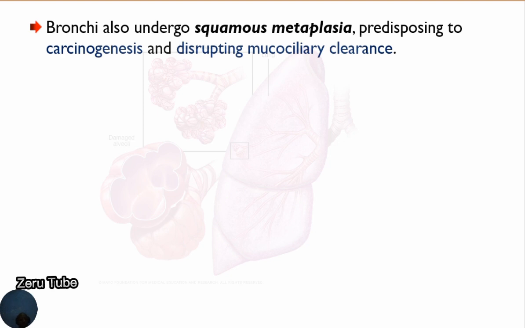What is normal? The normal epithelial cells of the bronchi are pseudo-stratified columnar. But due to chronic inflammation, due to smoking, the bronchi undergo squamous metaplasia. What is squamous epithelium, compared with pseudo-stratified columnar epithelium? This process is called metaplasia, predisposing to carcinogenesis and disrupting the mucociliary clearance.